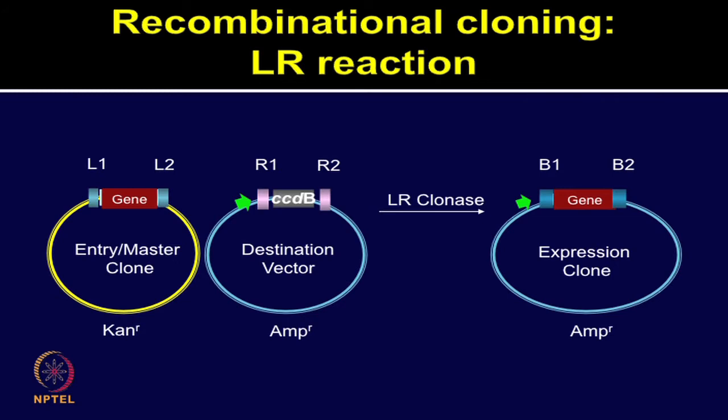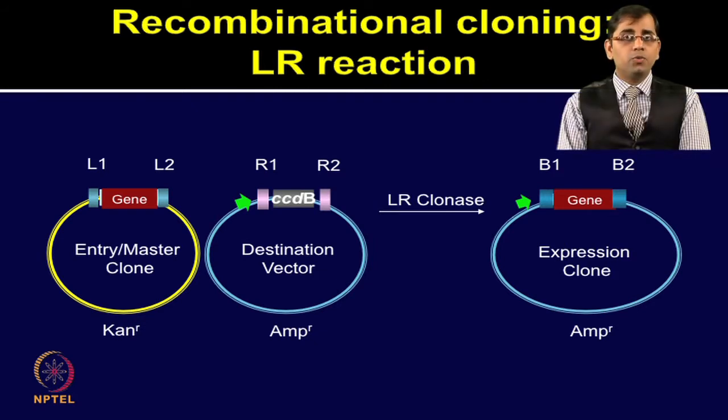As you can see in this slide, you have an entry clone, the master clone, which was selected on the kanamycin plate, and now you want to transfer that into a destination vector which contains another antibiotic gene, which is the ampicillin resistance gene. This destination vector contains R sites R1 and R2. The gene of interest can move from the entry or master clone to the destination vector.